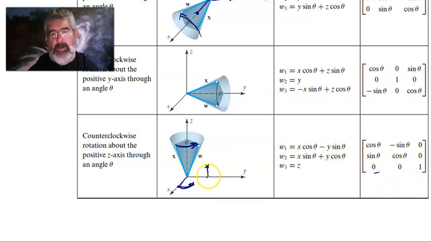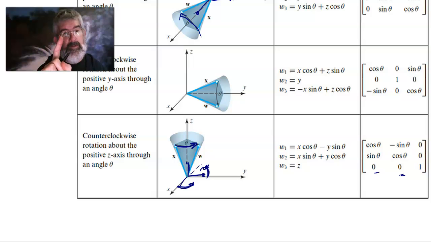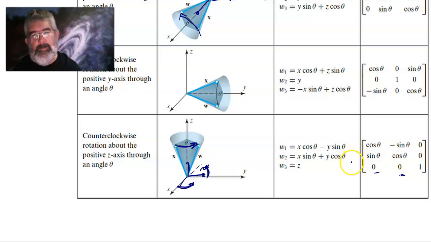And likewise, 0, 1, 0 is being rotated toward the negative x-axis. It still has a z coordinate of 0, so that's that. And 0, 0, 1, of course, is on the z-axis. As you rotate around the z-axis, that z-axis doesn't move. So 0, 0, 1 still ends up at 0, 0, 1. And there's that last column.